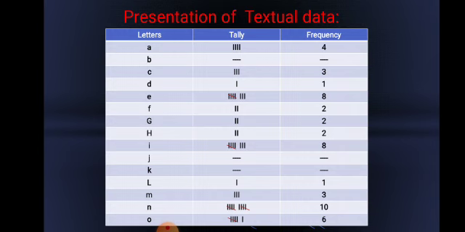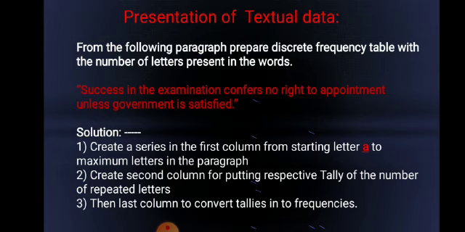See, A is repeated how many times in the paragraph? I'll show you in the example. In "success", A is not repeated in the first word. In the second word, A is not repeated. In the third word also, A is not repeated. In "examination", A is repeated 2 times, and in "confirms" there is no A. In "no" there is no A. In "right" also there is no A. In "to", there is no A.